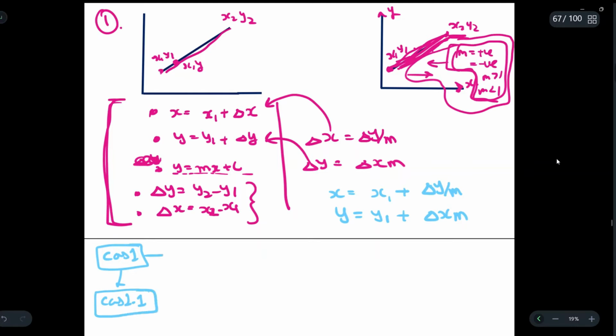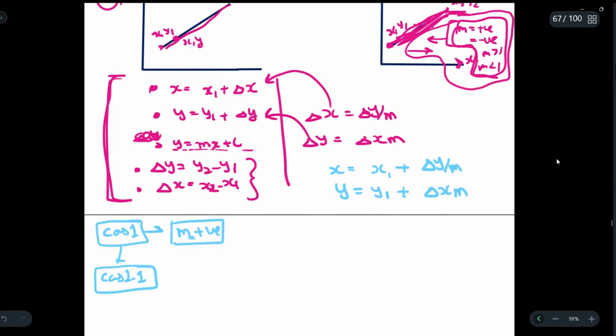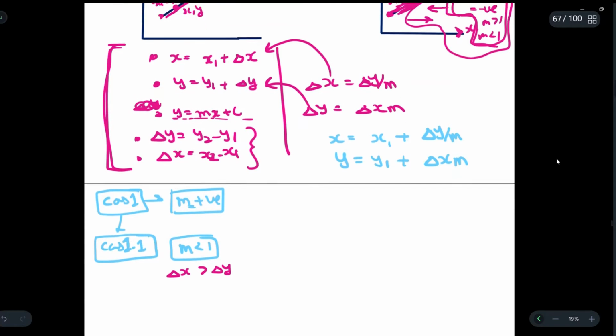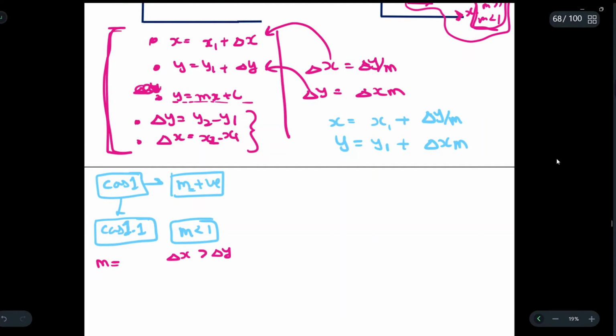Now in case 1 we have that suppose the value of m is positive. Now different scenarios in this case will be, suppose that case 1.1 is the value of m is less than 1, which means that the value of del x will be greater than del y, as we know that m, or the slope, is equal to del y by del x. That is, this m is the slope which we wrote over here in this equation.